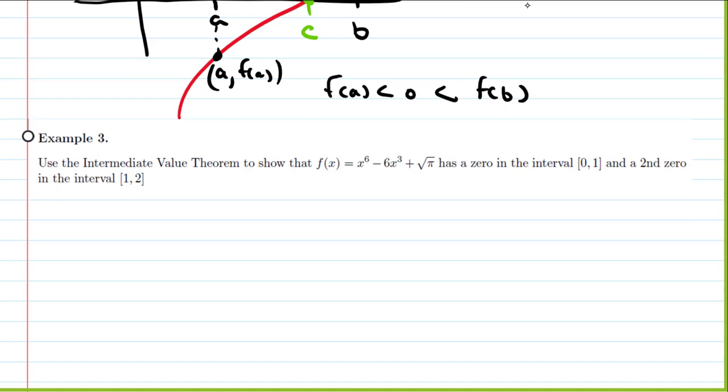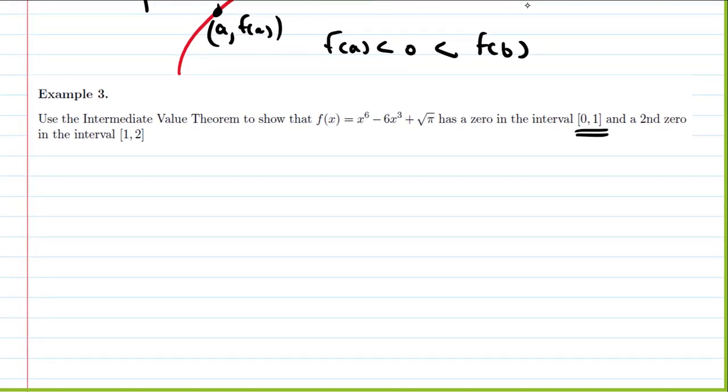So we want to use the intermediate value theorem to show that f of x equals x to the 6th minus 6x cubed plus the square root of pi has a 0 in the interval 0, 1 and a second 0 in the interval 1, 2. All right, so to show it has a 0 in the interval 0, 1, we have to check f of 0 and f of 1.